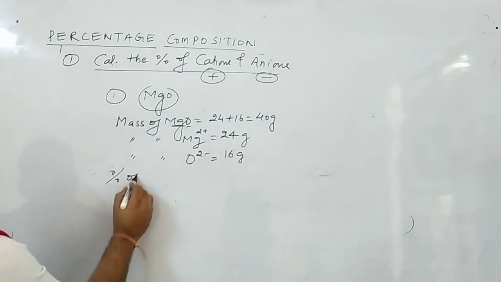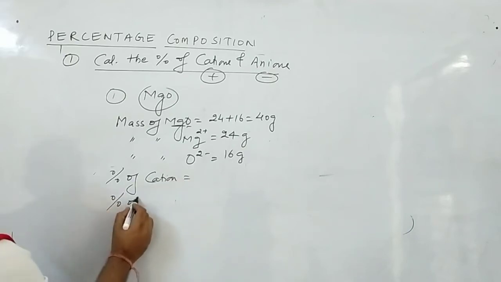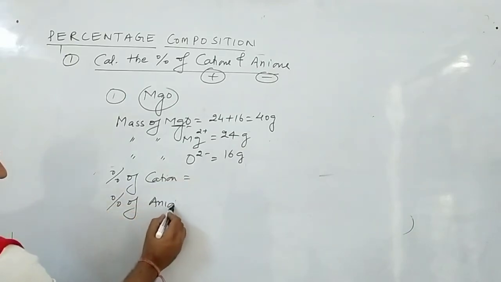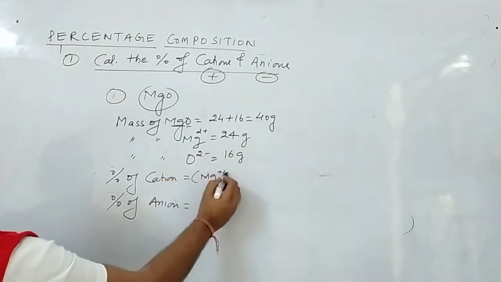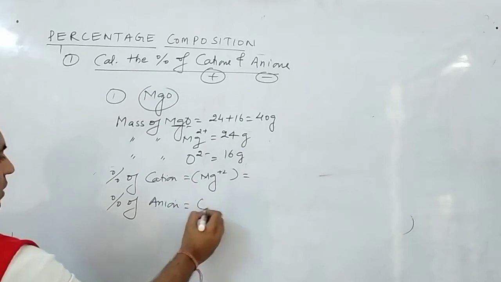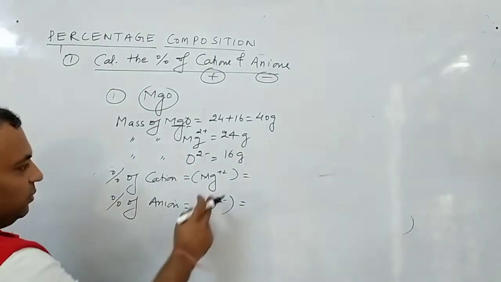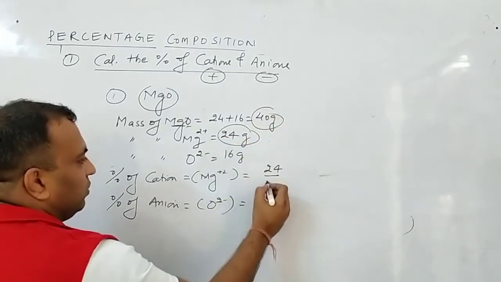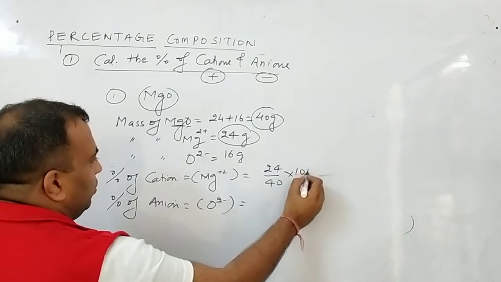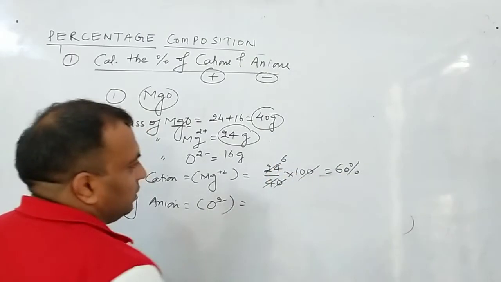Now percentage of cation, percentage of anion. Now which is your cation? Mg2+, and anion is O2-. So how can I calculate? See, the mass of Mg 24, mass of compound 40, into 100. 4 6s are 24. This comes out to be 60%.